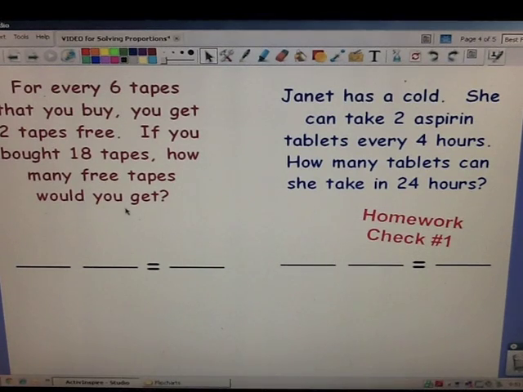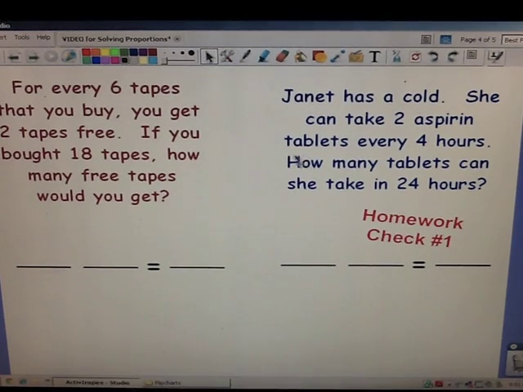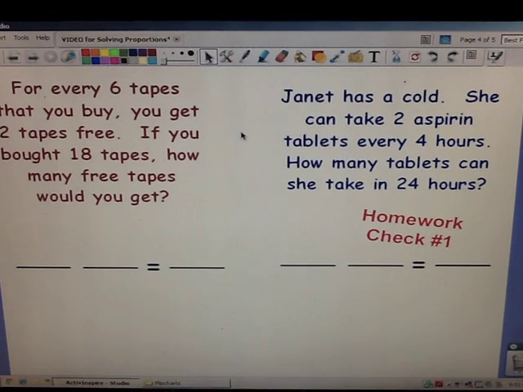Okay, one more example. For every 6 tapes that you buy, you get 2 tapes free. If you bought 18 tapes, how many free tapes would you get? Go ahead and pause the video, work this on your own, set up your ratio, your proportion the way you should with your labels, and then once you have your answer, come back and check it.